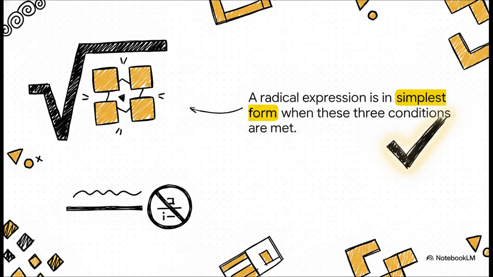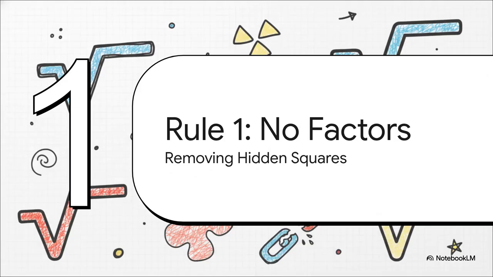Rule 1. You can't have any perfect square factors, like 4 or 9, still hiding inside the radical. Get them out. Rule 2. No fractions allowed inside the radical. Nope, not on our watch. And Rule 3. Absolutely no radicals in the denominator of a fraction. You master these 3 rules, you've basically mastered the entire quest. Simple as that.